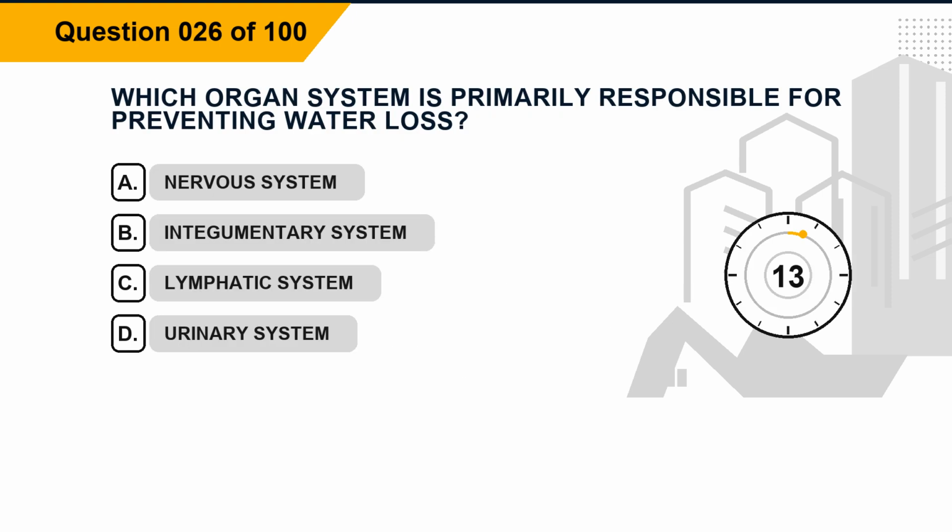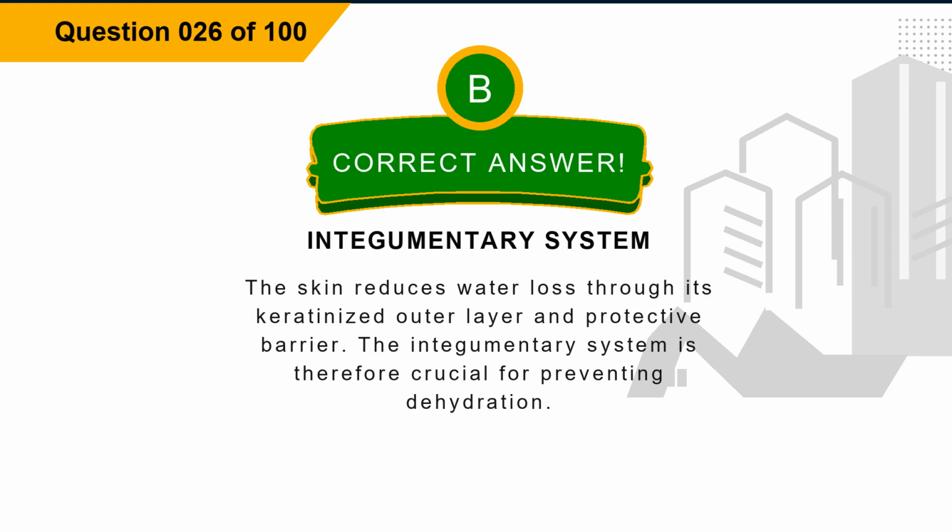Question 26. Which organ system is primarily responsible for preventing water loss? Option A, nervous system. Option B, integumentary system. Option C, lymphatic system. Option D, urinary system. The correct answer is option B, integumentary system. Explanation. The skin reduces water loss through its keratinized outer layer and protective barrier. The integumentary system is therefore crucial for preventing dehydration.